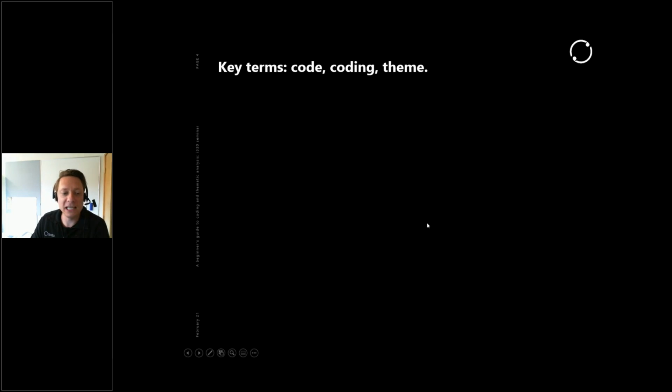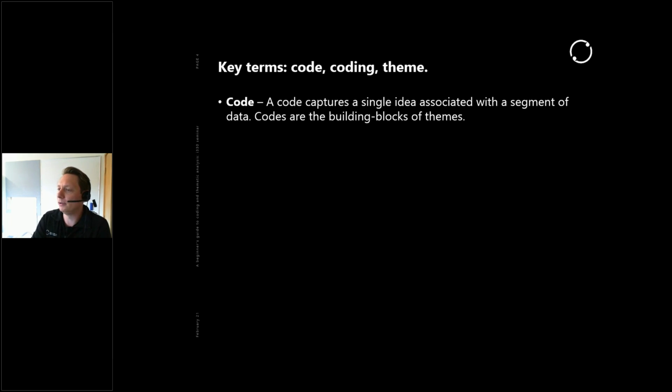So just to go over some key terms now. You might have heard of the terms code and coding and not being 100% sure exactly what that means, and so hopefully this will help explain these terms a wee bit more clearly to you. So a code is something which captures a single idea associated with a segment of data. Codes are the building blocks of themes.